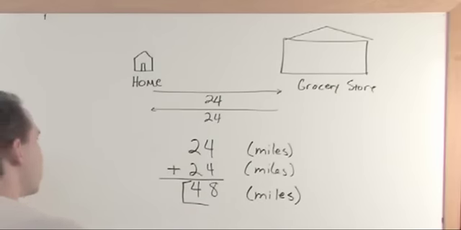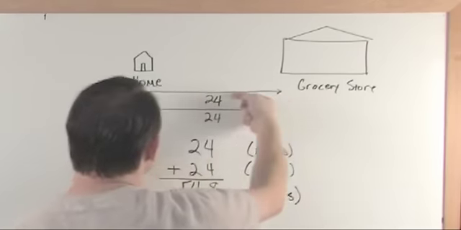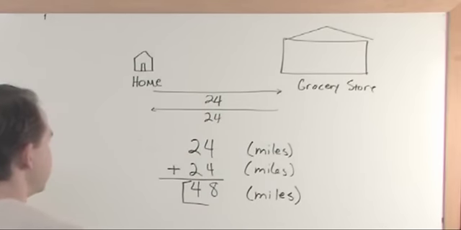It said, what is the total distance? So if I get in the car and drive 24 miles, and then I turn around and drive 24 miles back, I'm going to travel a total distance of 48 miles.